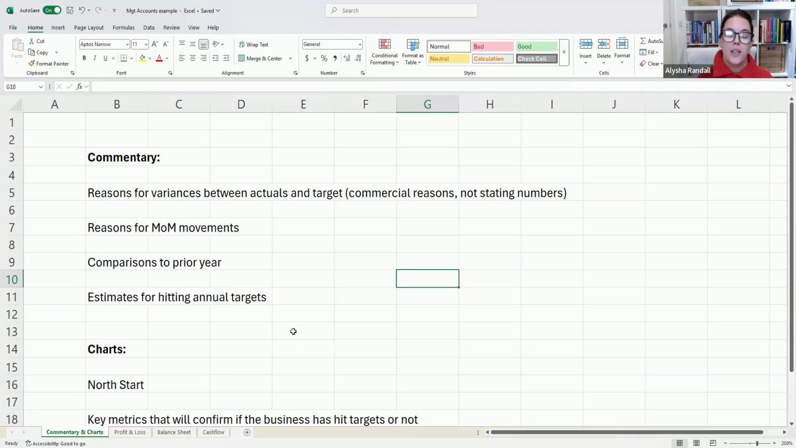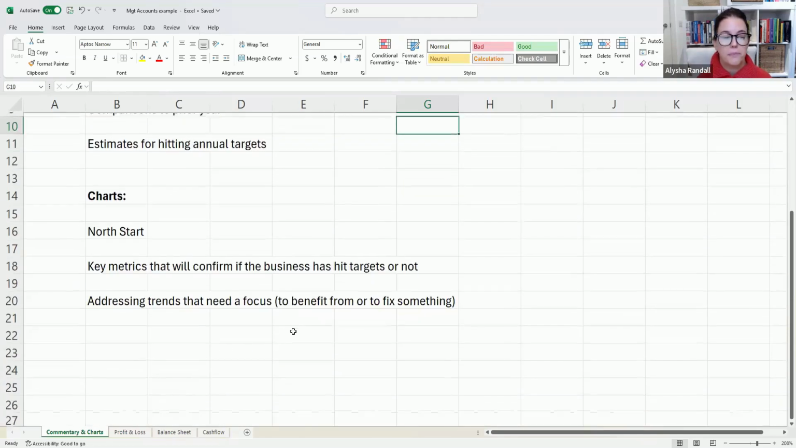That should be the first thing you're reading when you're receiving the management pack. That should give you an understanding of how the things potentially in your department have affected the numbers. You probably already know this, but it's also good to see how all the other moving parts throughout the business also affect the numbers.